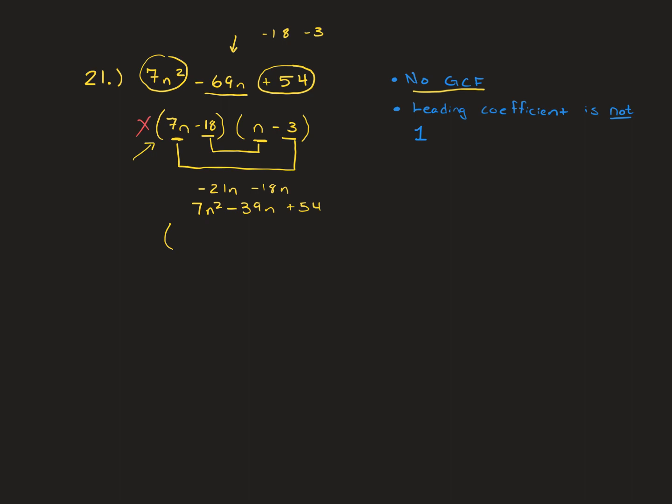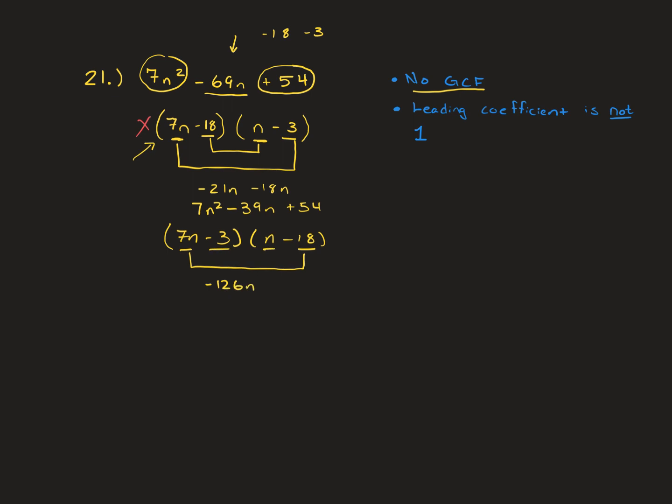But maybe if I make a little change. So I go 7n minus 3. I go, okay, and maybe the negative 3 went with the 7, and I go n minus 18. I still know that the 7n squared is going to work, and the positive 54 is going to work, because that's how we got those numbers, but I still need to check whether we get that center term. So I'm going to start with the outer and inner terms, just like we did the last time. So we're going to check to see whether it's going to make negative 69. Here, 7 times negative 18 is going to give me negative 126n.